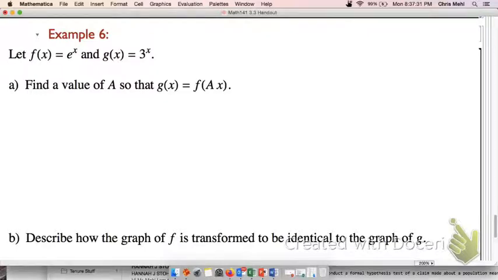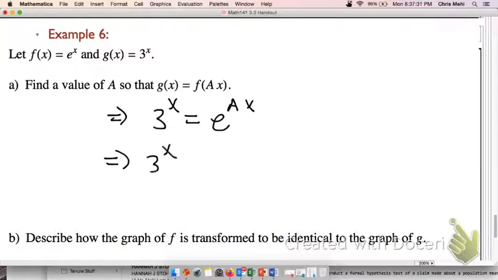Example 6. If I take two functions, f of x is e to the x and g of x equals 3 to the x, find a value of capital A so that g of x equals f of ax. So the left hand side, g of x, is 3 to the x, and then using the definition of f, f of ax would be e to the a times x. And this is now saying that 3 to the x is the same as e to the a to the x power.